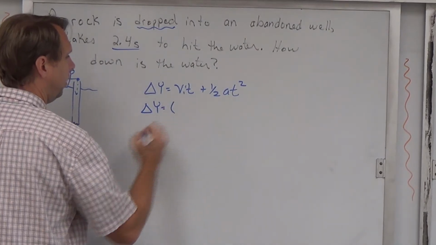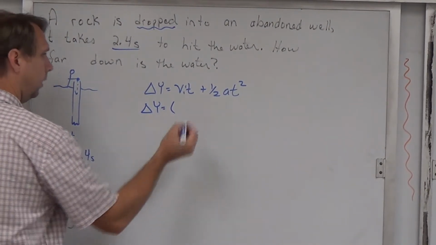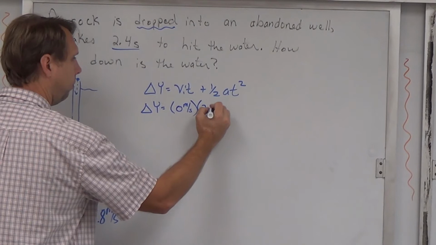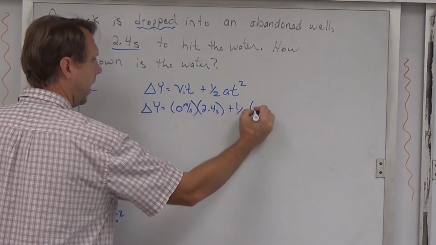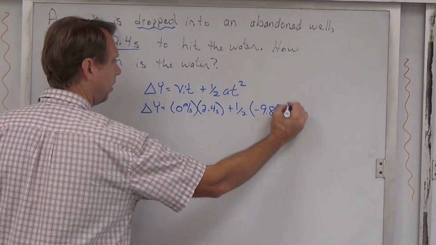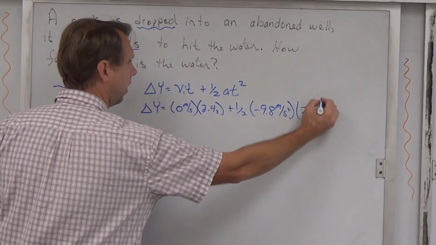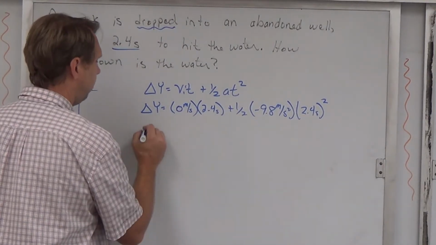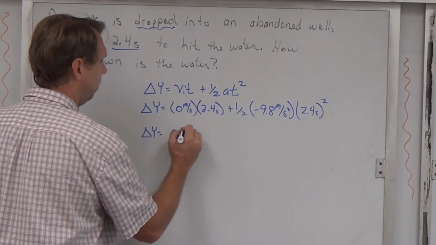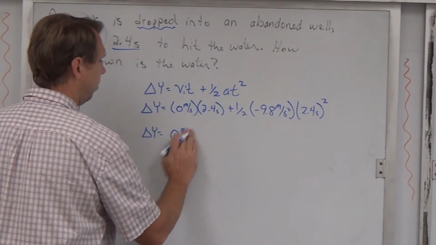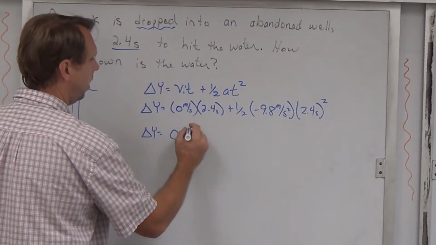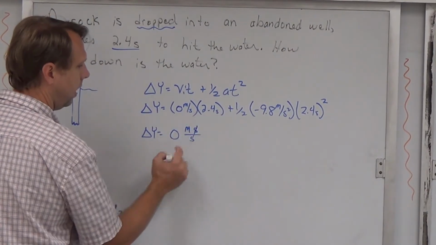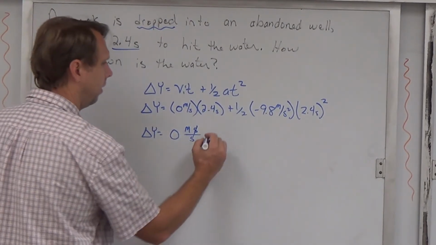Delta y equals the initial velocity, that's 0 meters per second. It was dropped. The time is 2.4 seconds, plus 1/2 the acceleration, negative 9.8 meters per second squared, times 2.4 seconds, quantity squared. What's 0 times 2.4? Well, that's still 0. That's going to be in just meters, because your unit works out to be meters times seconds over seconds. So the seconds cancel out and you're left with just meters, but 0 meters plus anything is still 0.